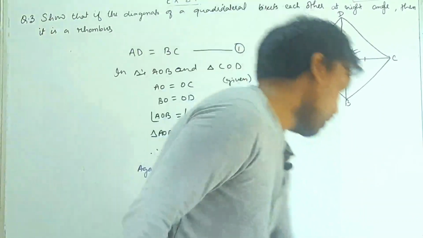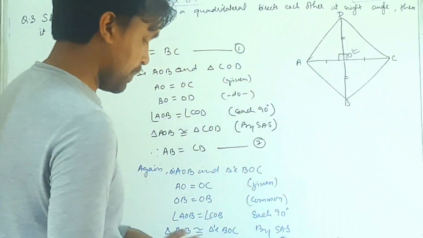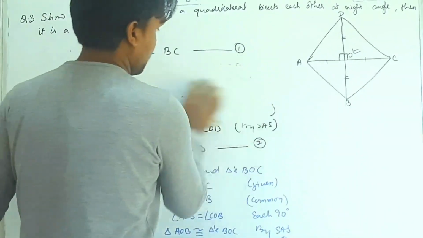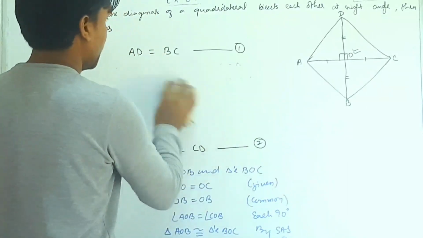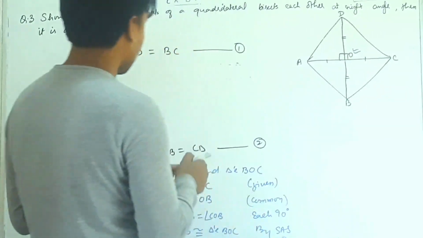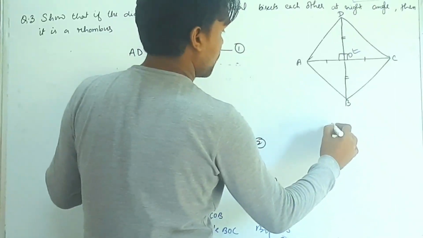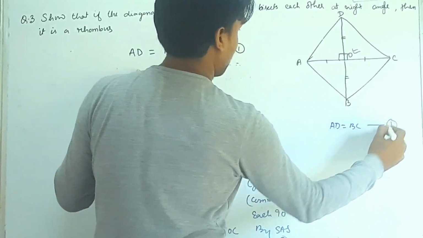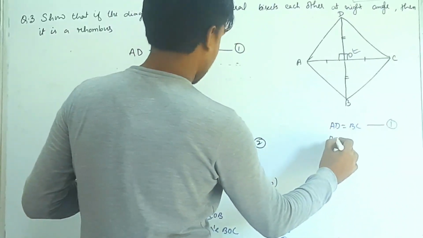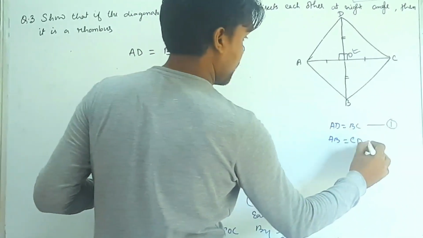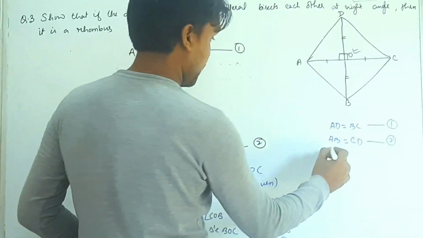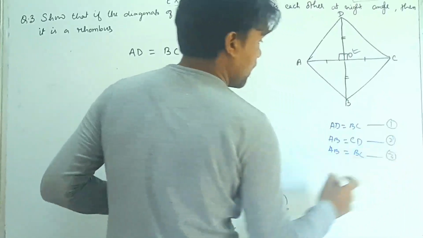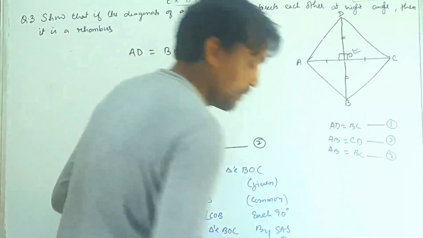Okay, next, moving on. In the next part, one more we have to prove. Let us write these equations 1, 2 and 3 here. I am just writing it. AD equals BC, this is equation number 1, and AB equals CD, equation 2, and finally we are getting AB equals BC, this is equation number 3, so that afterwards you don't get confused.